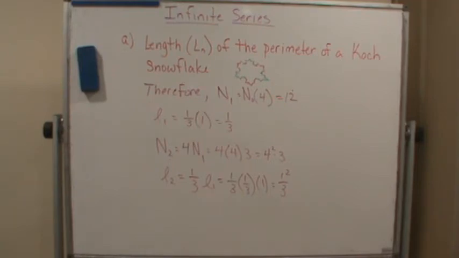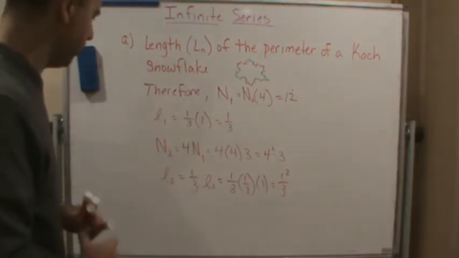Now, more generally, since Fn is created by removing the middle third of each side of Fn minus 1 and replacing that line segment with 2 line segments of length 1/3 of L sub n minus 1 in the shape of an equilateral triangle, we know that we're going to have this in general.